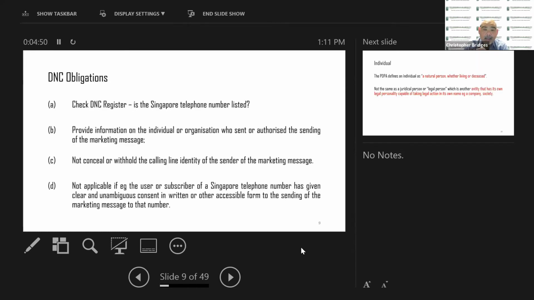So the DNC obligations, the do not call obligations, require that you check whether the number has been listed on the DNC. And then if you're making a phone call, you provide information on who sent or authorized the marketing message. You can't conceal the identity of the sender of the marketing message. However, this is not applicable if, for example, you are a subscriber and you have given clear and unambiguous consent. But the difference between the DNC consent and consent for the PDPA is that for PDPA general data release, the consent can be verbal, whereas for DNC, it's a specific requirement that the consent has to be in writing.